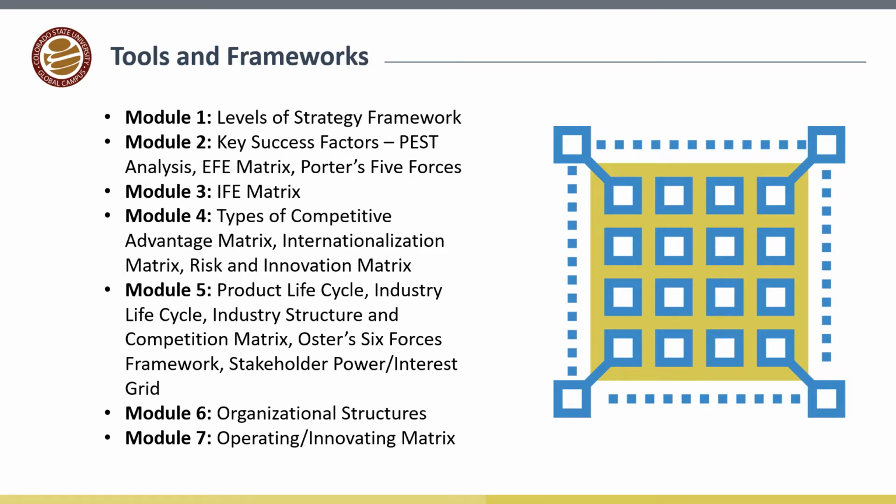In Module 1, we have the levels of strategy framework. In Module 2, we've got key success factors, the PEST analysis, the EFE matrix, Porter's 5 forces. In Module 3, we have the IFE matrix. Module 4, types of competitive advantage matrix, internationalization matrix, risk and innovation matrix. Module 5, we've got product lifecycle, industry structure, and competition matrix, Oster's 6 forces framework, the stakeholder power interest grid. Module 6, organizational structures, and Module 7, operating and innovating matrix.